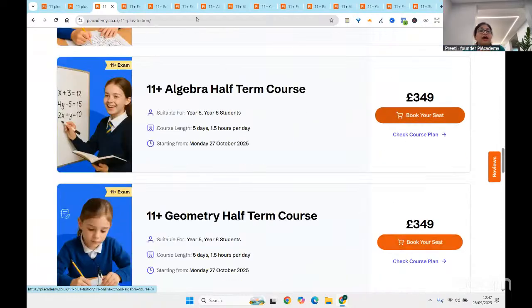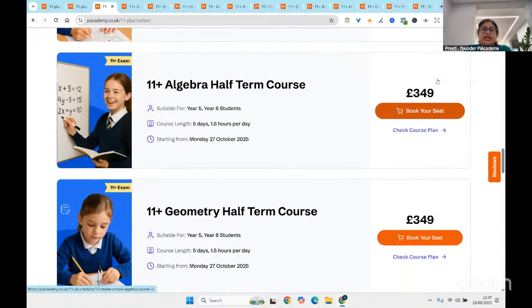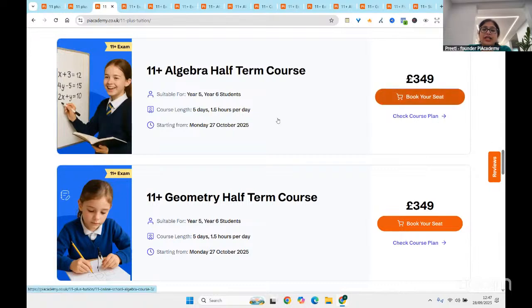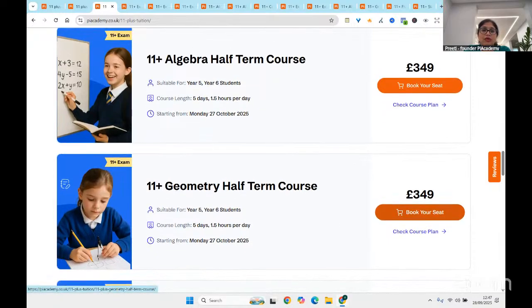You can see we have an algebra half term course which is literally starting 1 month from now. You can enroll there because this is the right time that the child should start practicing the difficult topics. You can see all the details. We will be sending you the link for that topic, and we also do have a geometry half term course. Like I said, we will give you all the links, so nothing to worry about.